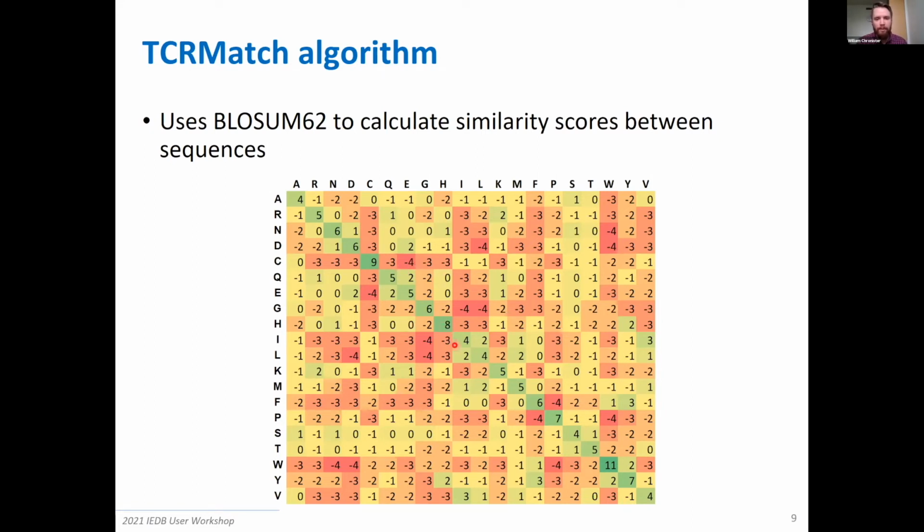On the other hand, things like leucine and isoleucine here in the middle, these all have positive scores when they're swapped for each other because they're very similar in structure. And so that gives you a little bit of an idea about how this scoring system or this scoring matrix can be used to determine how similar 2 sequences are to each other based on how similar the amino acids are to each other.